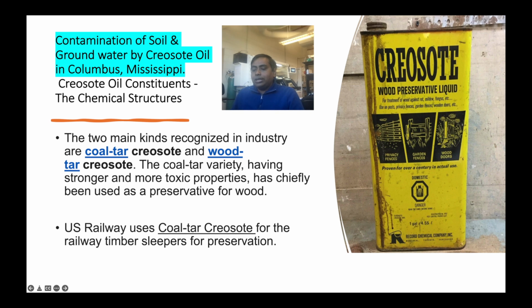The coal tar variety, having stronger and more toxic properties, has chiefly been used as a preservative for wood. US Railway uses coal tar creosote for the railway timber sleepers for preservation from the wear and cutting from the fungi and other microbes.